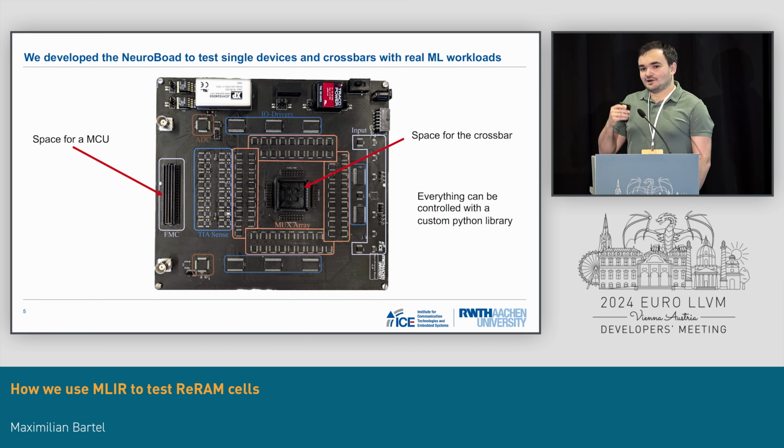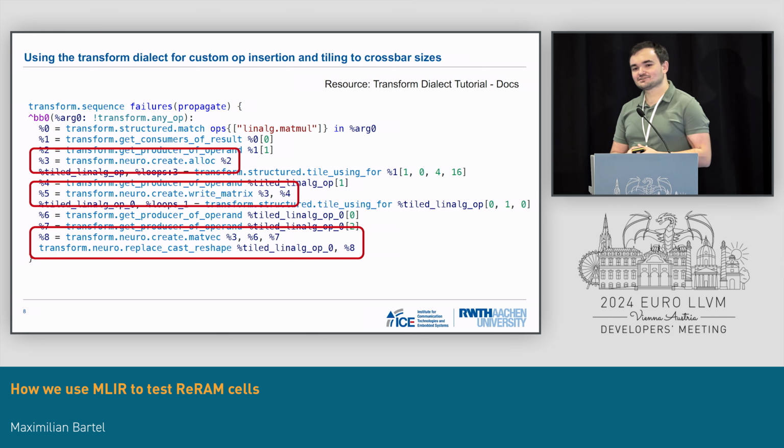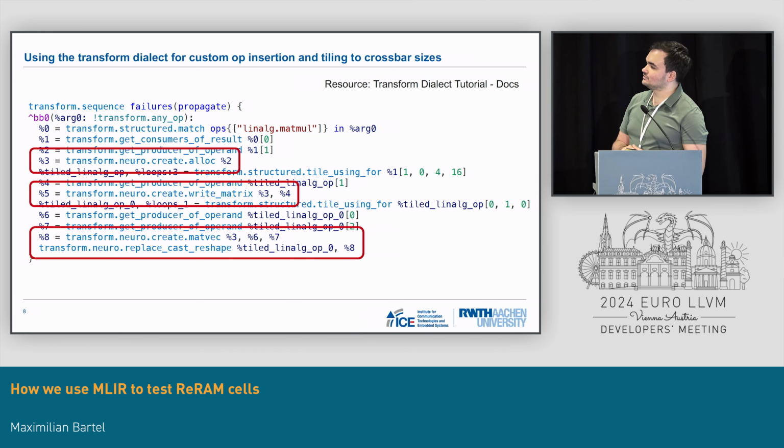The crossbars we normally get are super small, and they're also for multiply accumulate operations. So we focused on linalg.matmul operations, but it's still quite general. It's just that I wanted to try with one thing first. I tested everything using the transform dialect, and I probably misused it because I use it to create operations in the middle, but it's super convenient to do that.